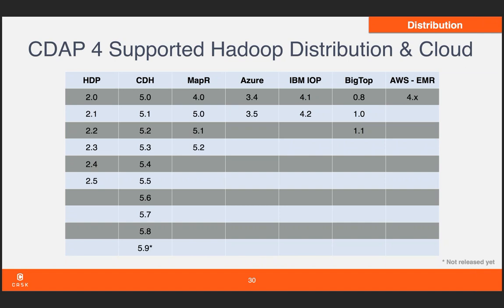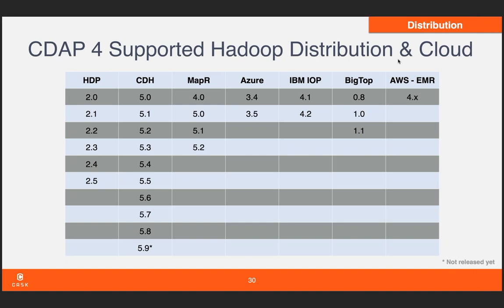Now, from Azure, currently CDAP 3.5 works on the 3.4 release of Azure. So when 4 comes out, it will have the ability to work on HD Insight 3.5. So on Azure HD Insight 3.5, you will be able to run CDAP 4. For IBM IOP, 4.1 and 4.2 are the versions that will be supported, and for Bigtop, we'll have the 3 versions that are publicly available being supported.